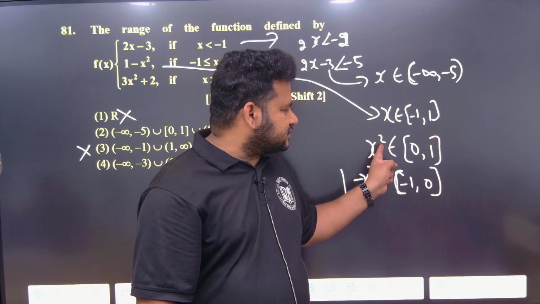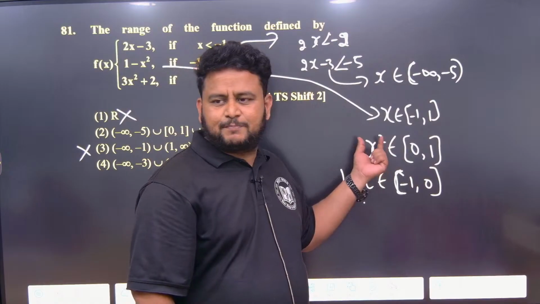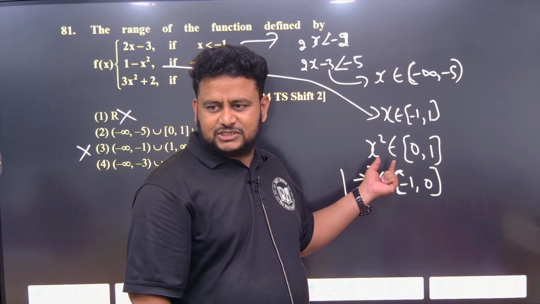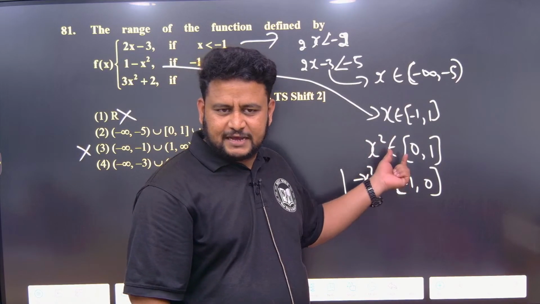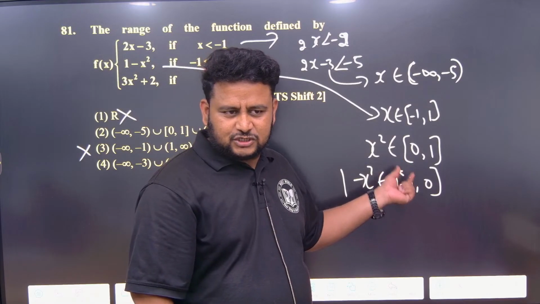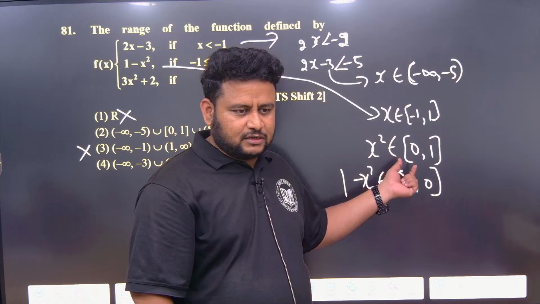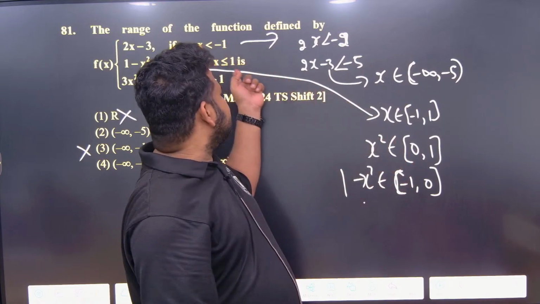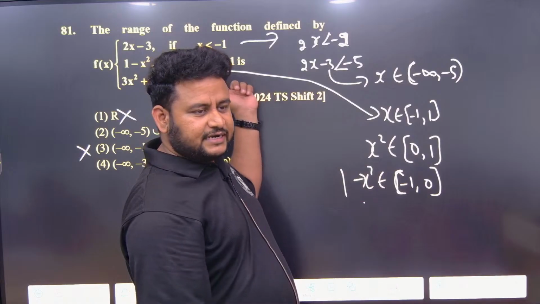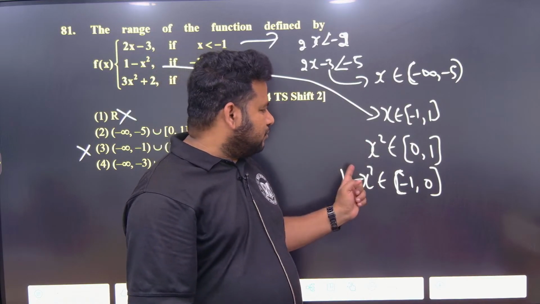Next I am taking x square as 0 to 1. Why? X square is a positive value. Positive value means it should be above 0. So I am writing 0 to 1. Why closed interval? Because it is less than or equal to, or greater than or equal to. So closed interval. Now minus x square means what?